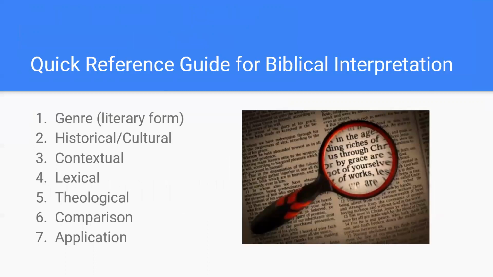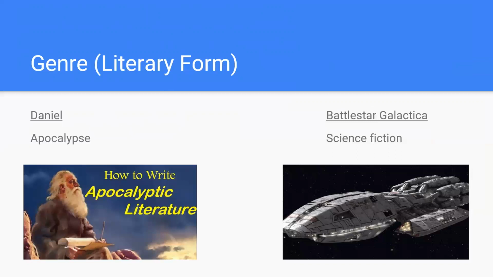Back again to the 7 steps of our quick reference guide for biblical interpretation. Modern humans are aware of this form. Science fiction, it's as recognizable as a letter or as a comic book.